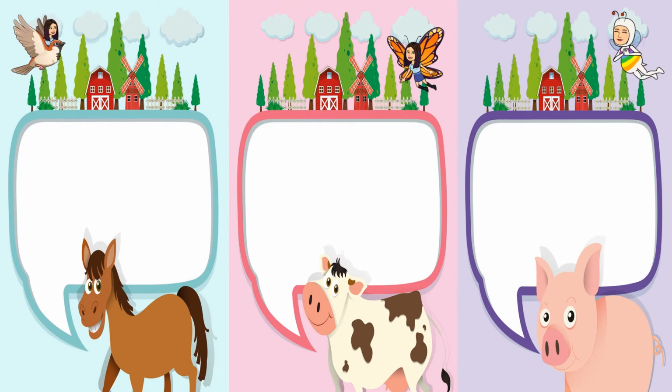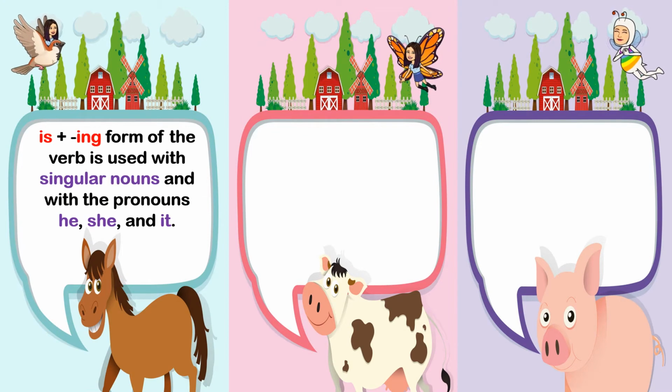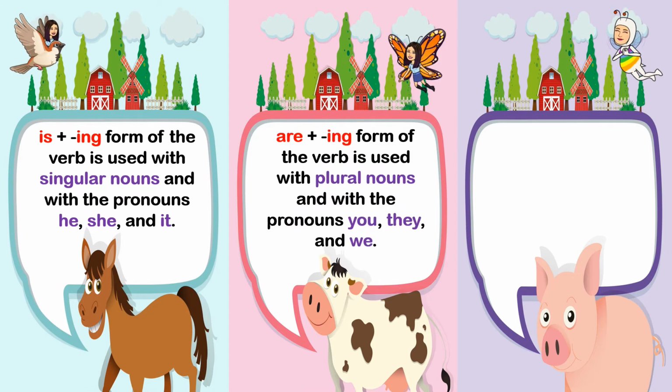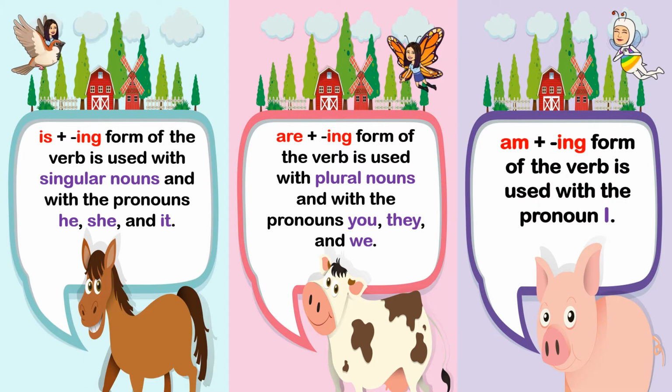Let's have a recap. Is plus ing form of the verb is used with singular nouns and with the pronouns he, she, and it. Are plus ing form of the verb is used with plural nouns and with the pronouns you, they, and we. Am plus ing form of the verb is used with the pronoun I.